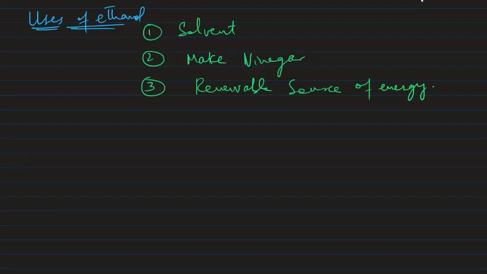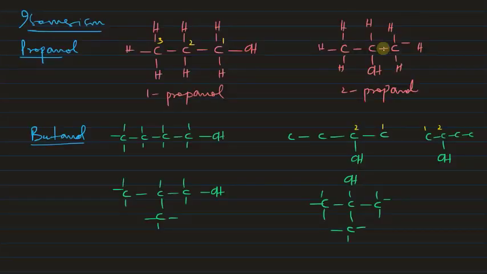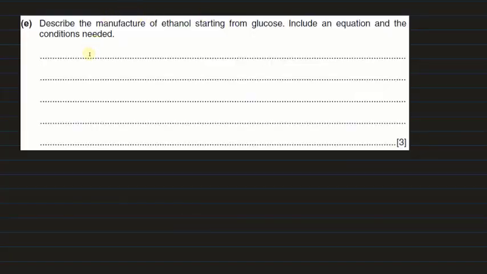This is all about alcohols. We have seen the structures, properties, reactions, preparations, isomers, and the uses. Now let's solve some questions related to this topic. The first question is: describe the manufacture of ethanol starting from glucose. Include an equation and the conditions needed.